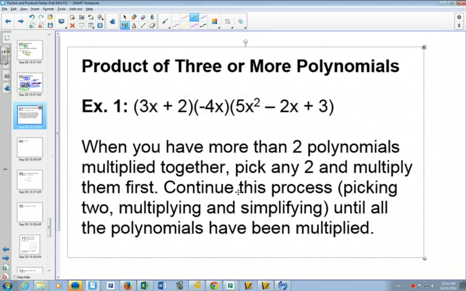So we need to pick any two of them and multiply them first. It doesn't matter which two you pick. Most often people pick the smallest ones to multiply first. So I would probably choose these two and multiply them first.